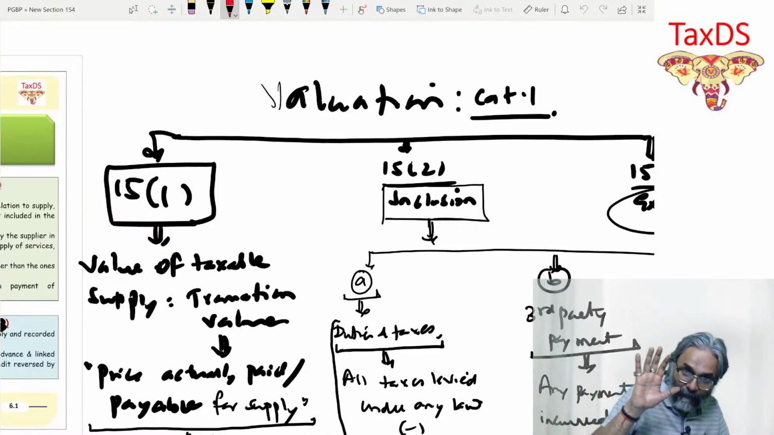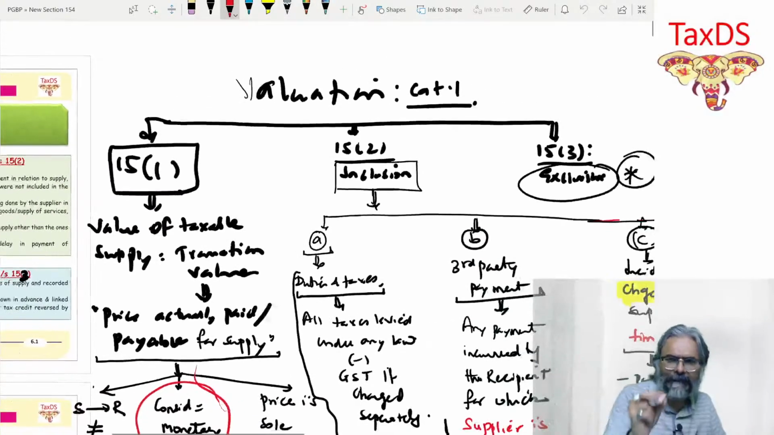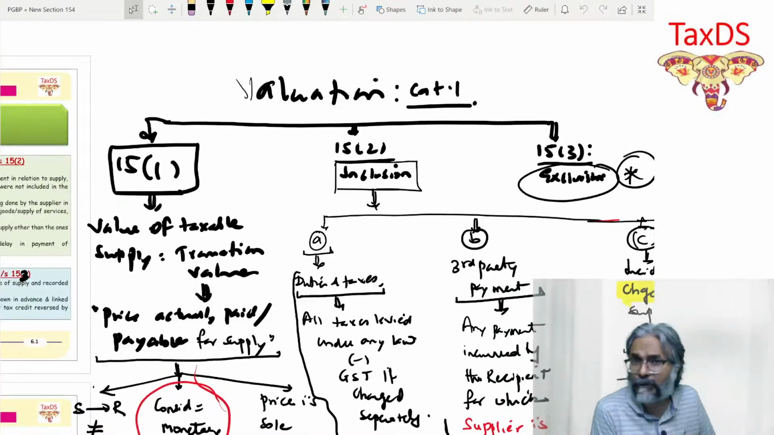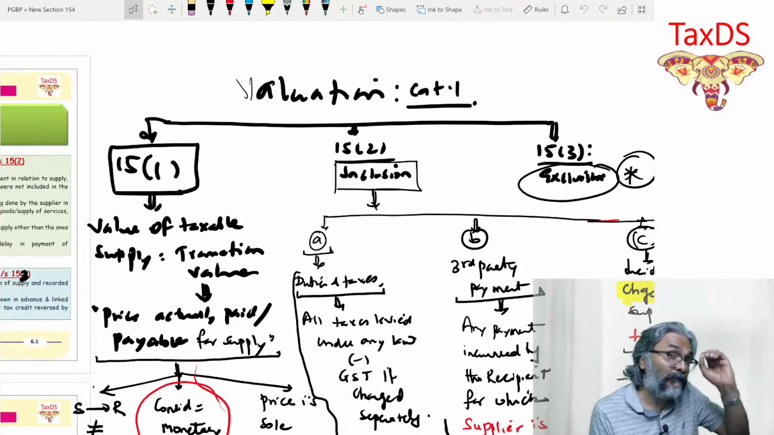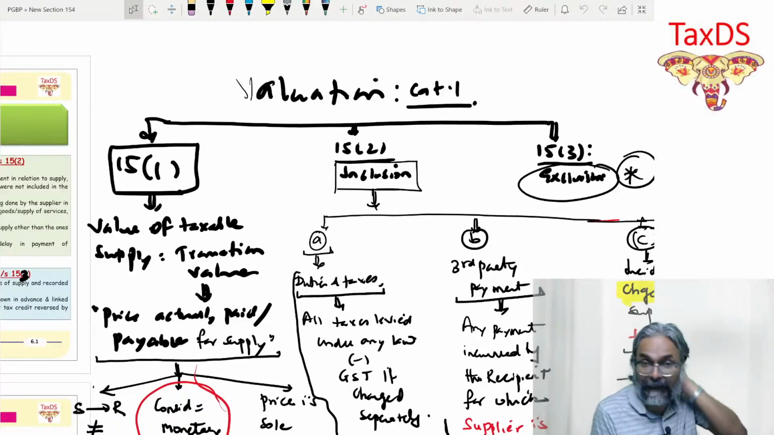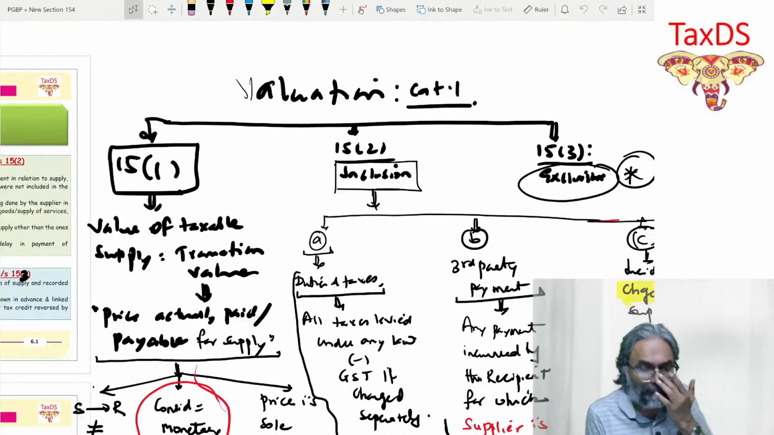So we have done the first category. Now we are supposed to do the question and answer of this first category. As you will see, students, in today's class, the ultimate thing is how to read the question and what to write in the answer.